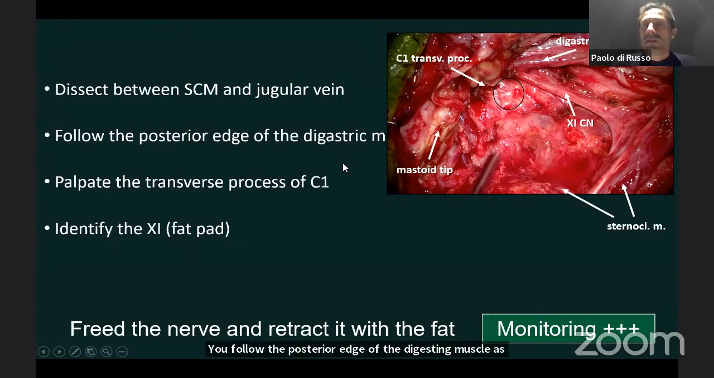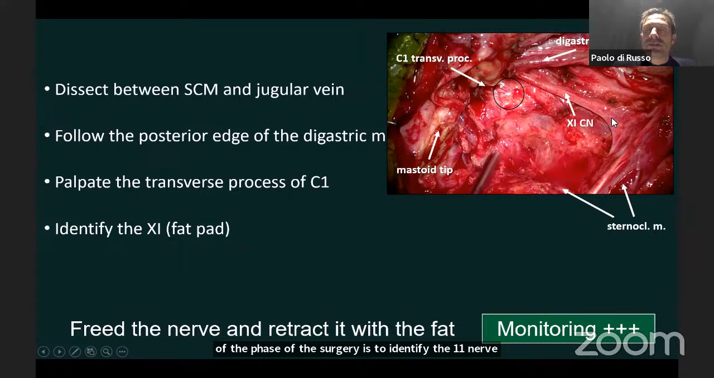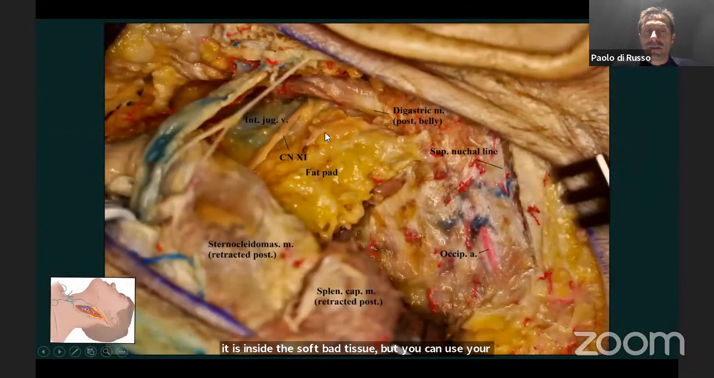Important in this kind of approach is to use your finger, so you palpate the transverse process of C1 and the tip of the mastoid to understand where they are. After that, the key step in this phase of the surgery is to identify the 11th nerve. It is inside the soft fat tissue, but you can use your neuromonitoring probe to identify it and feed it and keep it inside the fat pad.